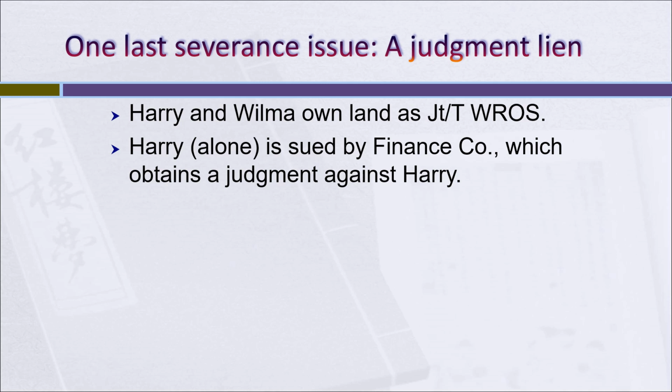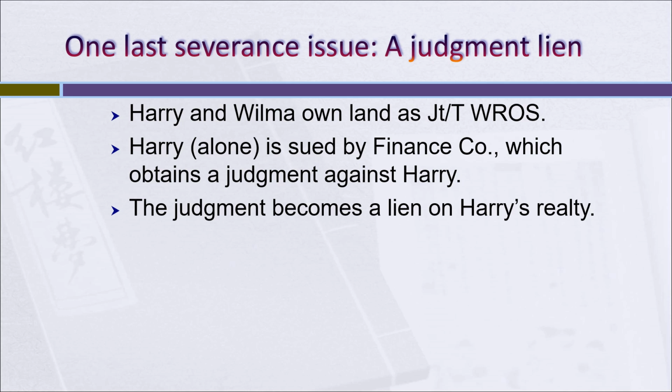Harry, all by himself, is sued by a finance company. Harry owes some money to the finance company, and it gets a judgment against Harry. Now we're assuming that Wilma doesn't even owe any money to the finance company, and therefore there's no judgment against her. Once a judgment is entered against Harry, the judgment becomes a lien on all of Harry's real estate.